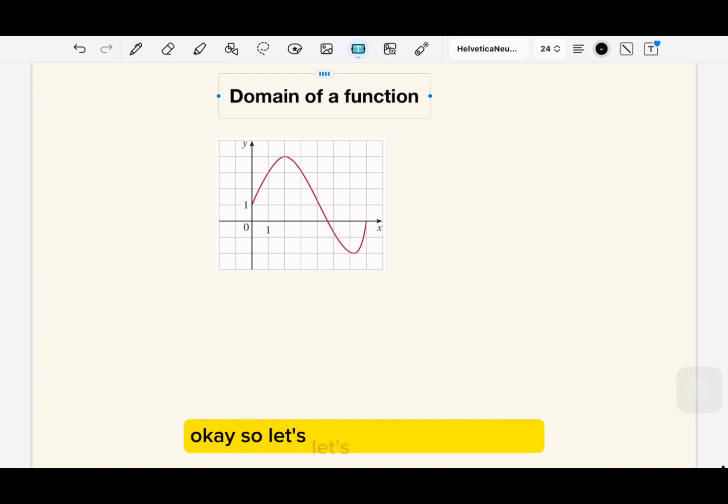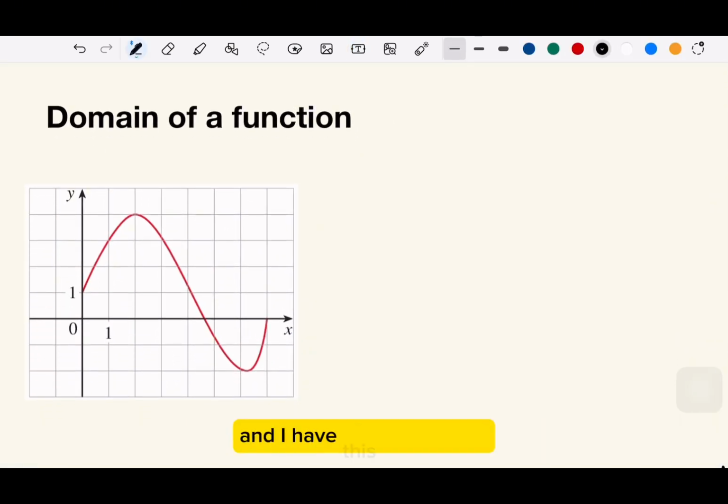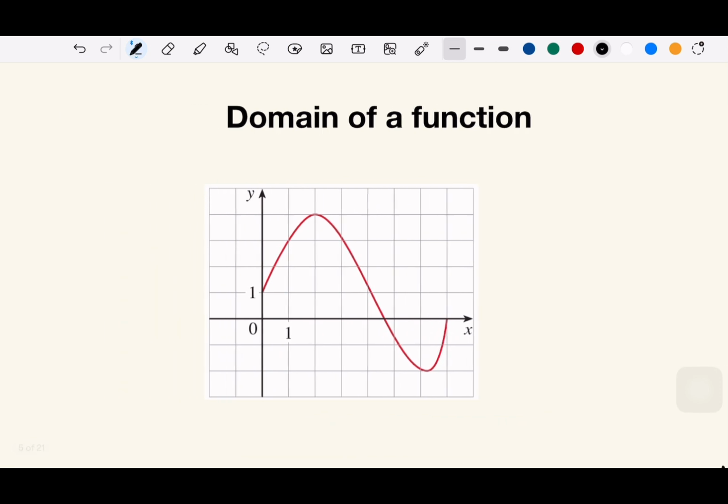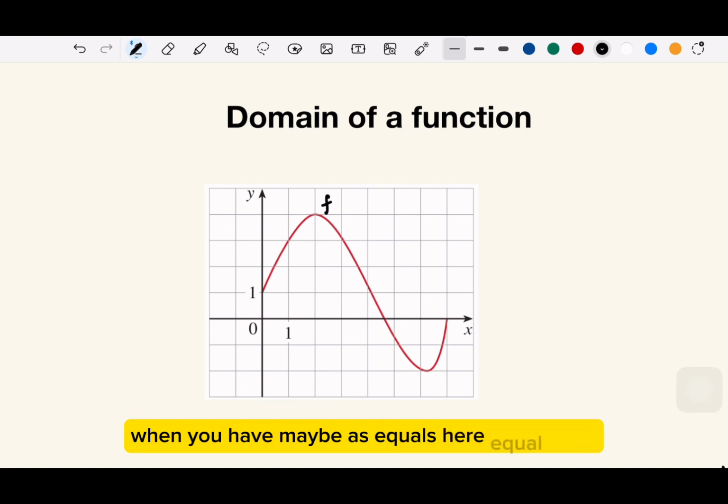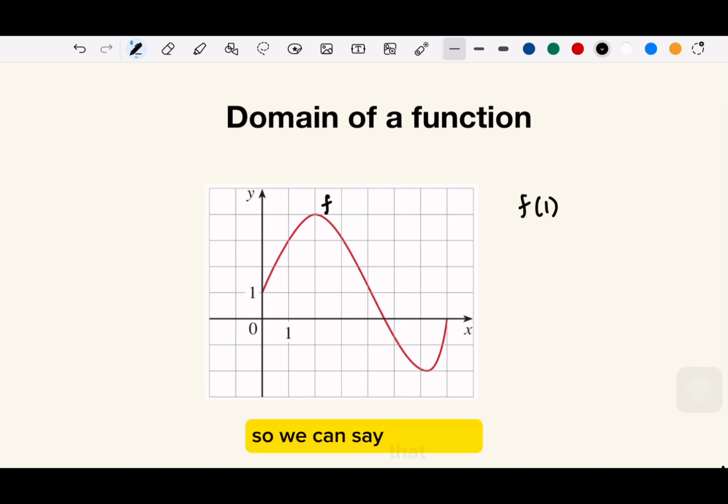Okay. So let's learn about domain. I have this as an example. Let's say this is a function f. It has some good numbers, so you can assume and estimate. When you have x equal 1, you have 1, 2, 3. And when you have x equals 3, maybe this will be 3. So if I want to make f equal 1, as I mentioned before, perhaps it's 3 when we estimate the graph.